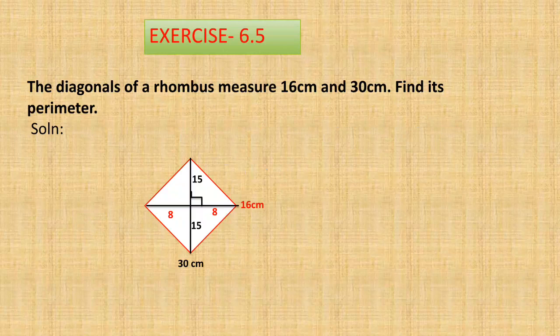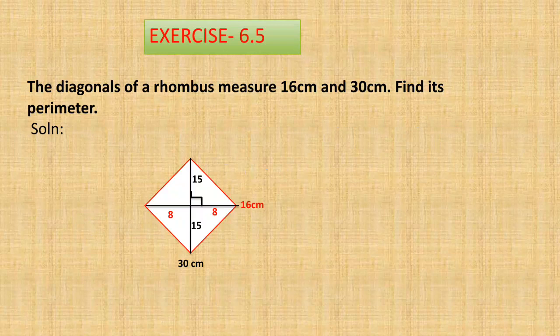A diagonal is a straight line which comes from one corner to the opposite corner.